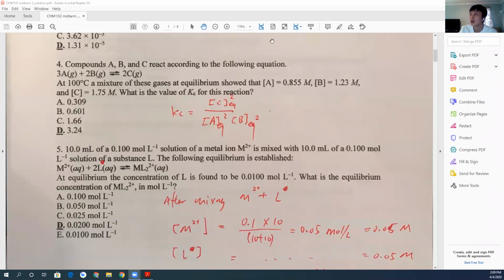Next, we're gonna calculate this Kc value, the equilibrium constant. At this certain temperature, the equilibrium concentrations are given, so all you need to do is plug in these concentrations. C is the product and it has a coefficient of 2, so it's C squared. A and B are the reactants, so they're on the denominator. A has a coefficient of 3 and B has a coefficient of 2, so those become the exponents. You just plug in those concentrations and the Kc will be D.